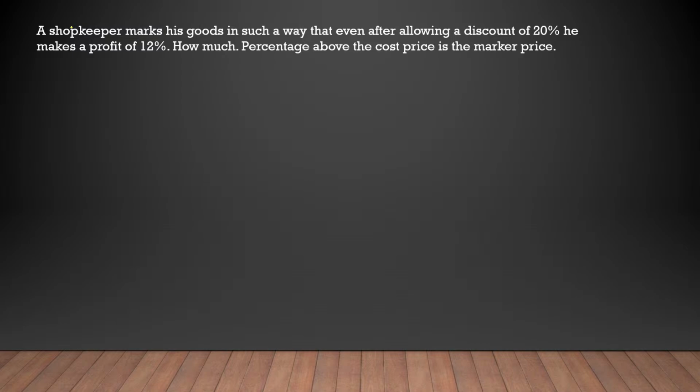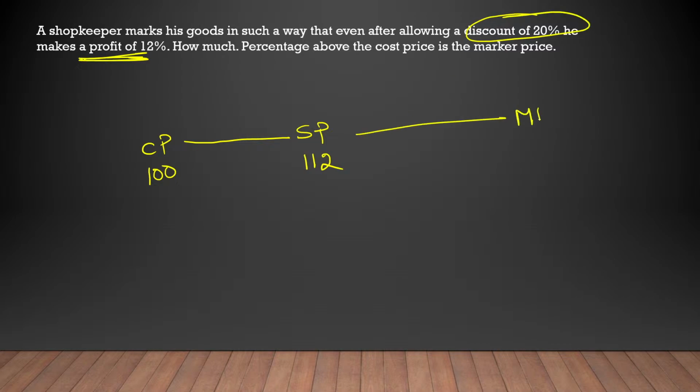Now, as we are not having any constant values here, you can take whatever number you want. So just for convenience, I am going to start with CP as 100. Now, he said that you are getting a profit of 12%. If my CP is 100 and he is saying you are getting 12% profit, your SP should be 112. And he is also saying that you are giving a discount of 20%. That means you are going to have a market price here, and on that market price you are going to give 20% discount.